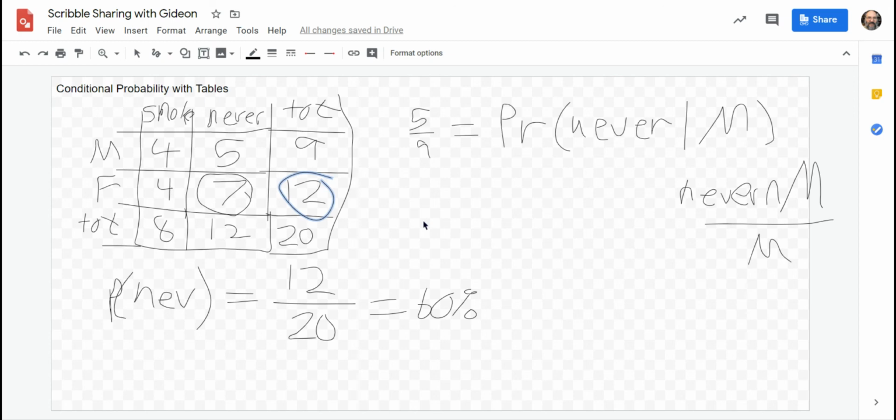Now compare gender by smoking status. What percentage of smokers are male? What percentage of never smokers are male? You need to take the 4 divided by 8. It's about the smoking status being given. And that means you use the smoking status as the conditional probabilities, in this case, conditional column probabilities.